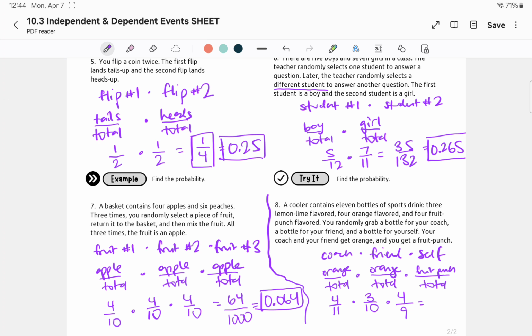Okay. And so now we have 4 times 3, which is 12, times 4 is 48. And then 11 and 9 first, which is 99, times 10 is 990. So let's make this into a decimal. All right, so 48 divided by 990 equals 0.048. Okay, we're going to round it to the nearest thousandth.